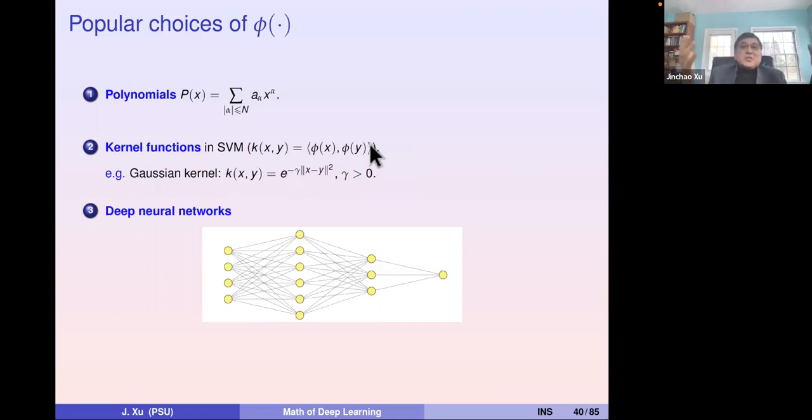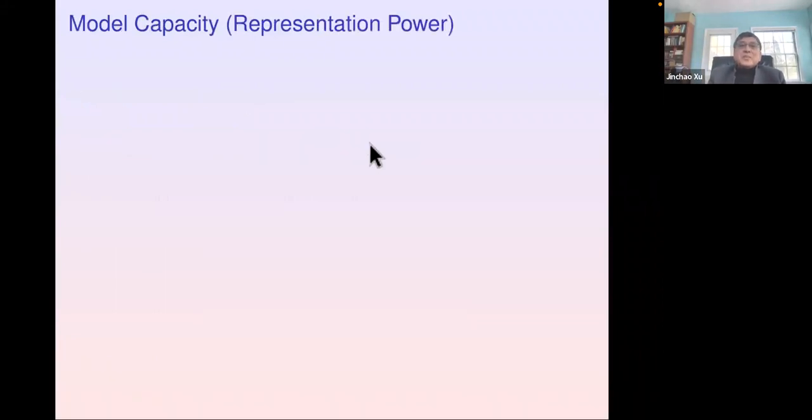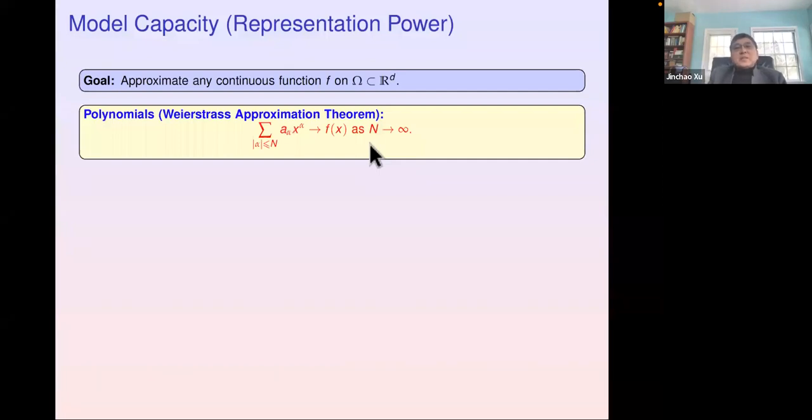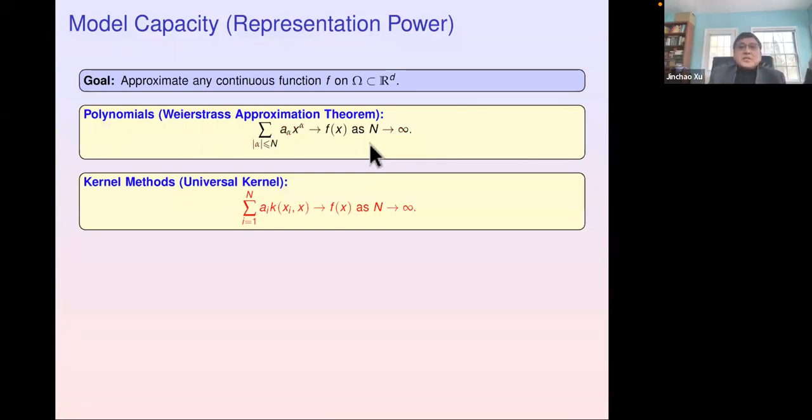Now one of the first questions is whether this functional class has the capacity to do a good job or not. This is called representation power. In mathematical terminology, it is approximation. Imagine this f or phi, this feature, might be some kind of continuous function on your data set. Can you use your model to approximate it as closely as you want? For polynomials, in mathematics, you call it the Weierstrass theorem: for any continuous function, you can approximate it by polynomials. And for the kernel method, if it is a universal kernel, it also says that you can approximate it, if you do the kernel right.